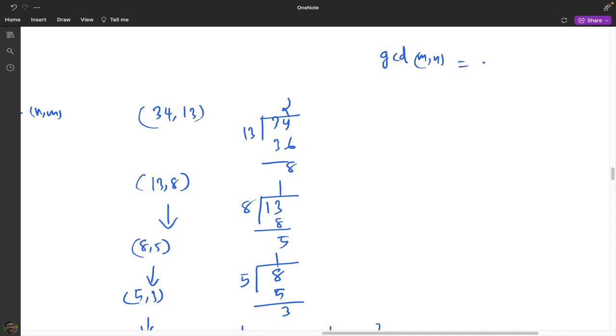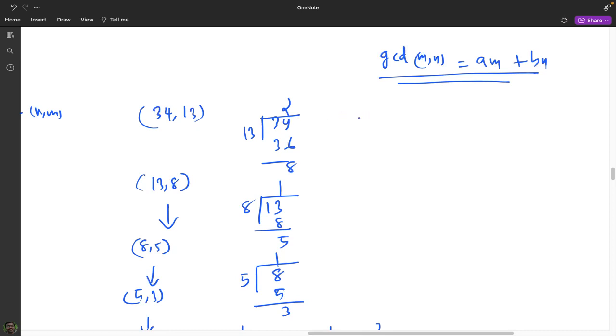That means I can write it as some am plus bn. So you can always express the GCD as a linear combination of m and n. For example, in this case itself, let us try to do that. So here, 34 and 13.